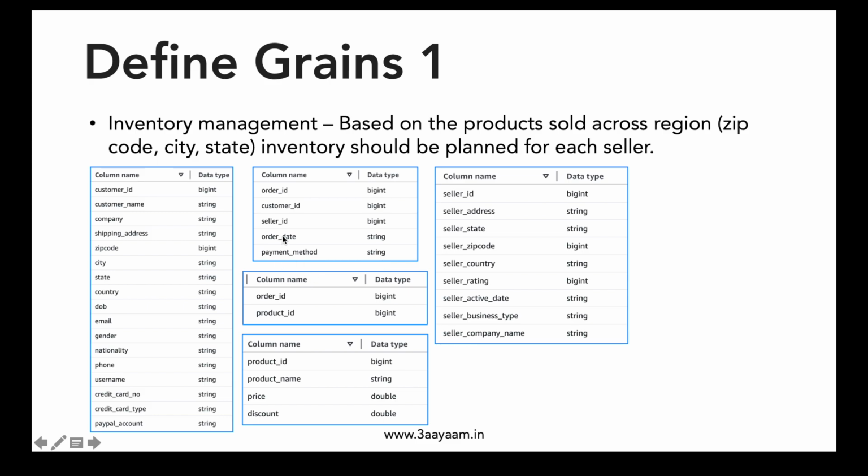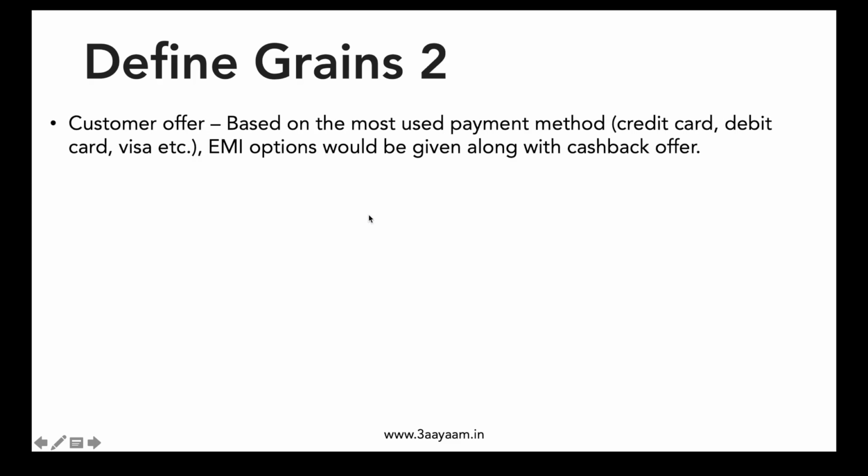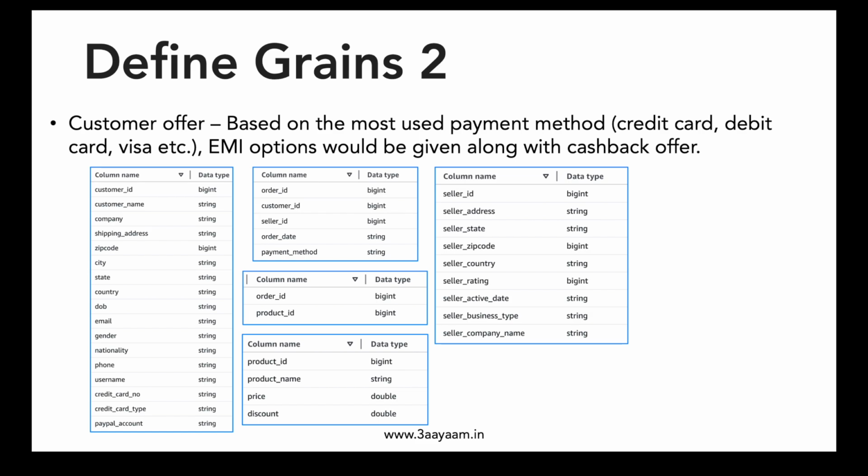So to find this out, we'll have to know the products, individual products sold. So the grain would be individual products or items. So that's what the grain is for this requirement. So let's go to the next one, which is customer offer. And we have these records.